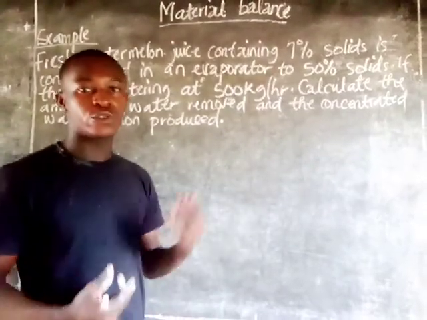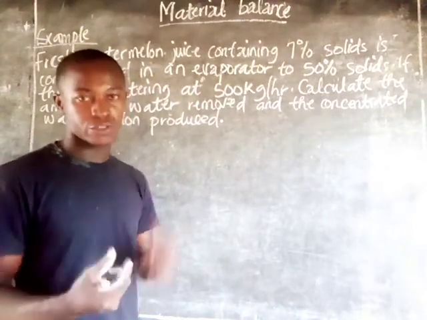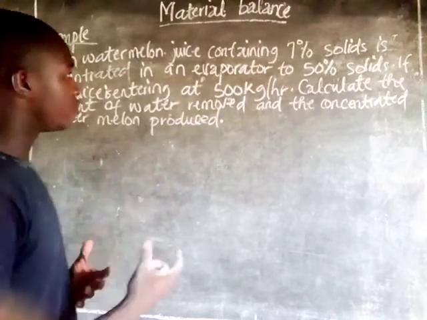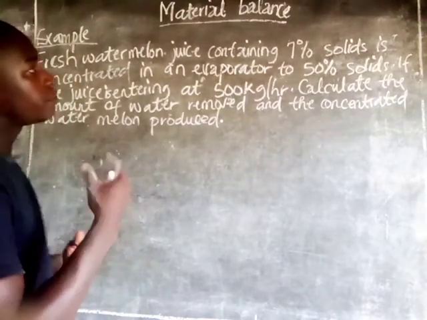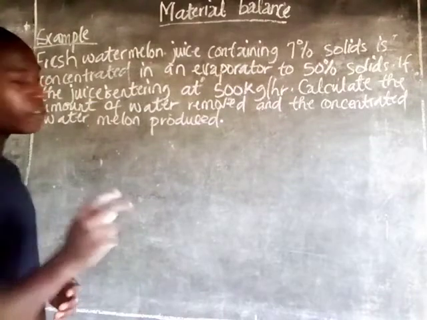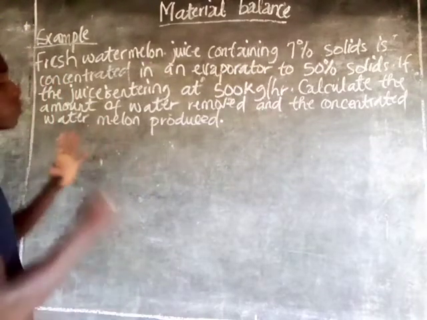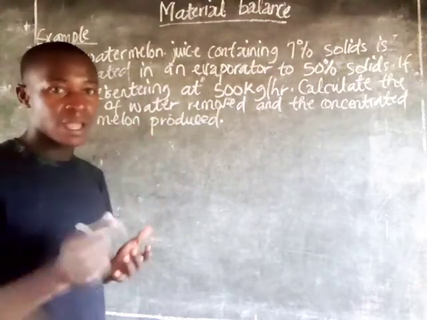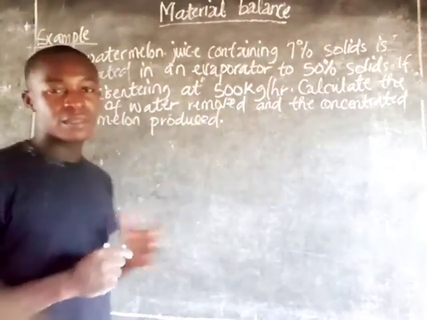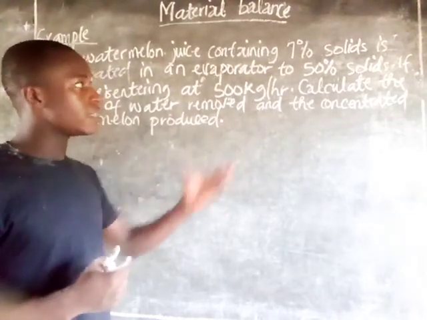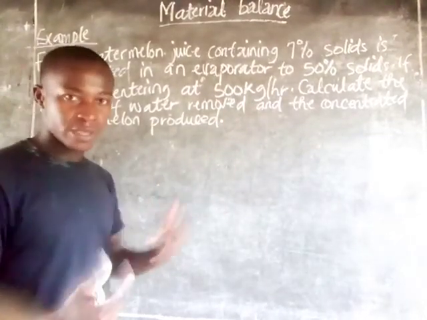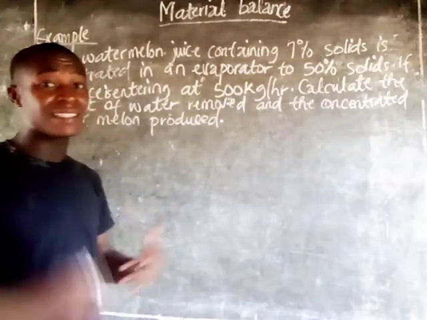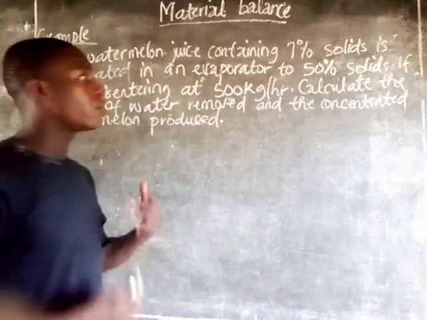And in today's video we're going to be considering a material balance problem. The problem says fresh watermelon juice containing 7% solid is concentrated. Now the fresh watermelon contains 7% solid, and so if it contains 7% solid, that means the amount of water in it is likely to be 93% water concentration.